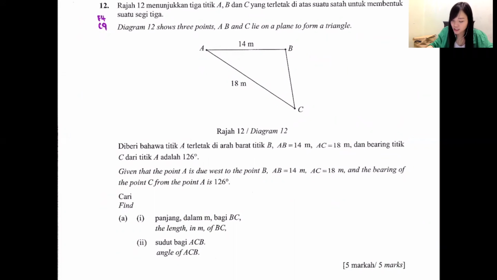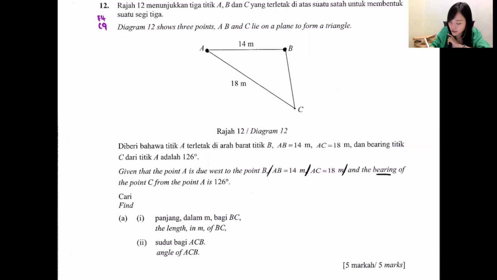Given that point A is due west of point B. So A is west of B. At this moment, you know this is a horizontal line because west won't be slanted. West is definitely a horizontal line, okay? So they say AB is 14 meters, AC is 18 meters, and the bearing.